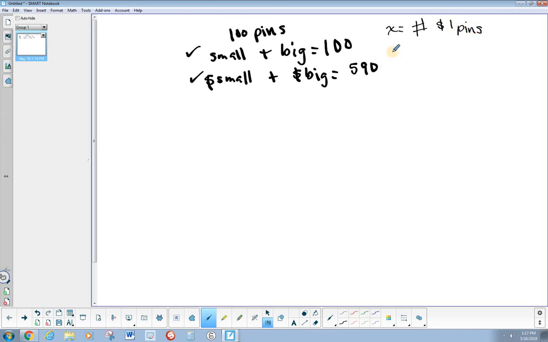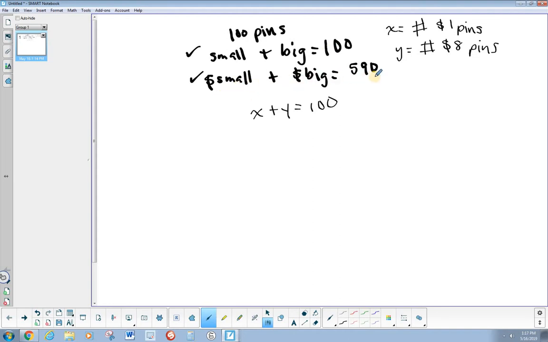It's going to be something else. Y is going to equal the other one, which is our what? $8 pins or big pins, right? Okay, so this is how many little pins and this is how many big pins. So think about it. You're going to add those two. It's going to be x plus y equals 100. That's the first equation. Does that make sense? Again, you're going to do this exact same thing. This is going to be your first equation on your final in a week.